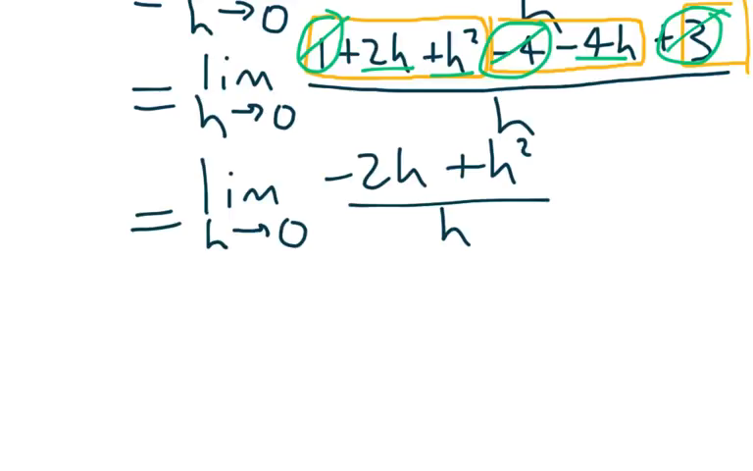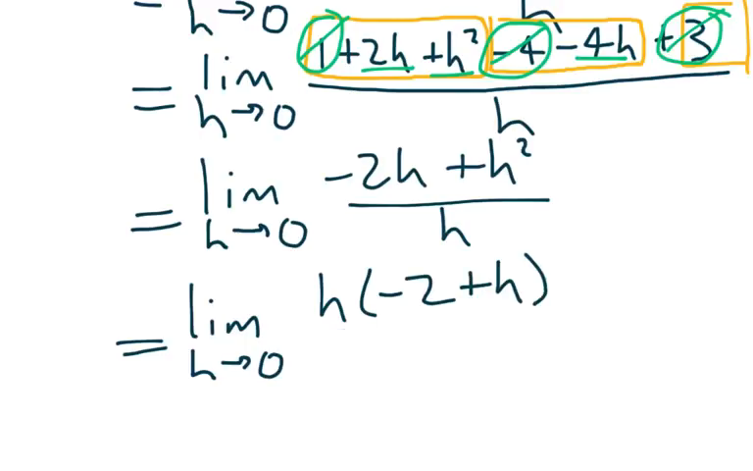Much simpler. In fact, we now see that there is an h in each term in the numerator. We can factor it out. So we have the limit as h approaches 0 of h times minus 2 plus h over h. And now that the h is factored out of the numerator, we can cancel with the h in the denominator. Remember, you can only cancel things out of both the numerator and the denominator once they're factored out. If there's not another term, like in the denominator, it's implied that there is a 1 left behind.